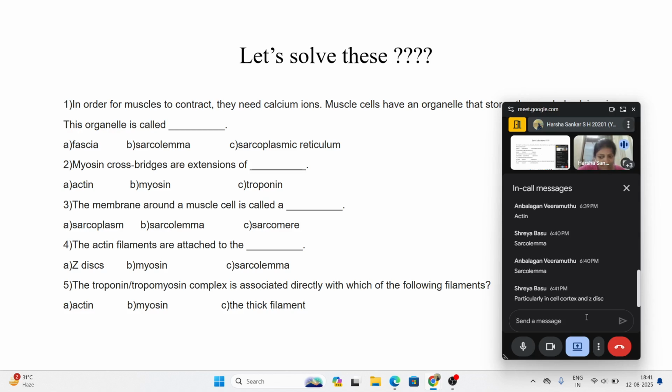Yeah. So the correct answer is there, right? Correct answer is Z disc only. Option A.